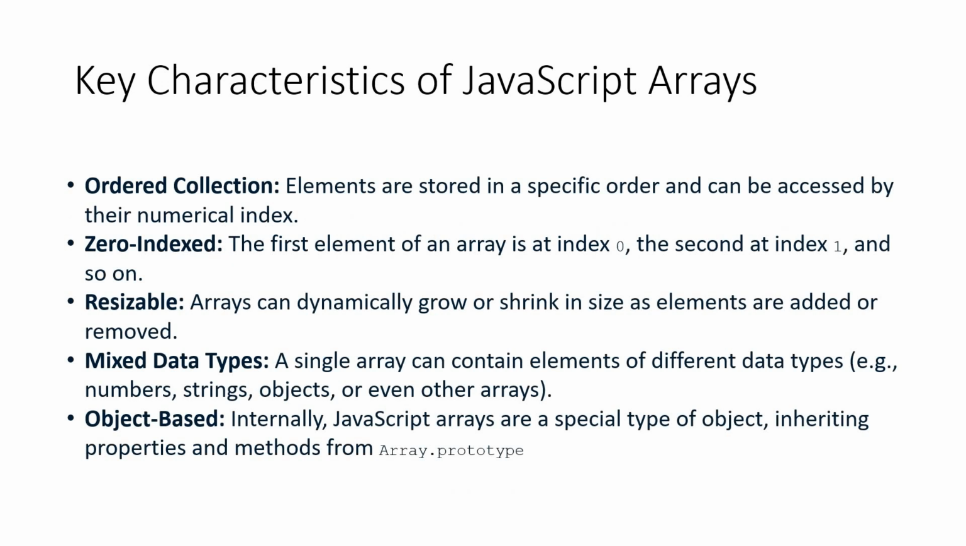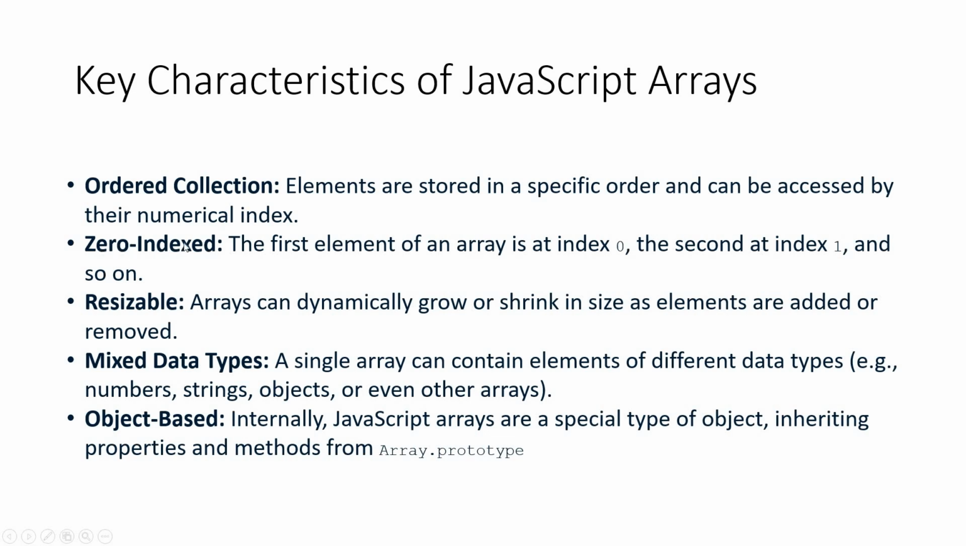So, key characteristics of JavaScript arrays. Arrays, as we have discussed, are an ordered collection. The index of the array is always ordered: 0, 1, 2, 3, 4, 5, 6. It's a numerical index. Elements are stored in a specific order and can be accessed by their numerical index.